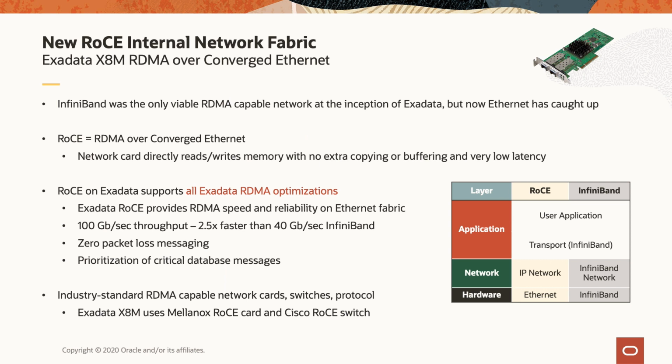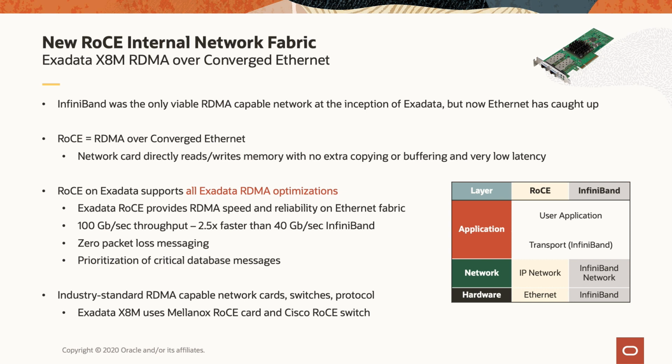Sure. That's a really good question. To put things back into perspective, we're talking about 100 gigabit links right now. When Exadata first started in 2008, I don't know if anybody remembers what speed we were on, but it was a much slower network. That was 20 gigabits per second, but that was by far state of the art.